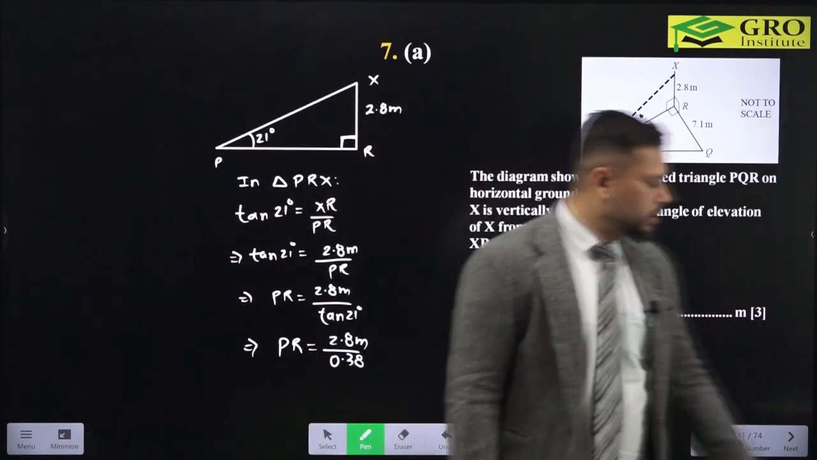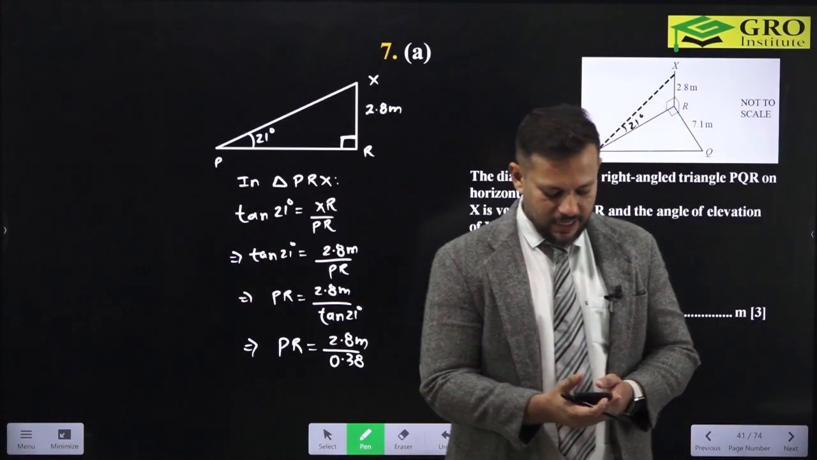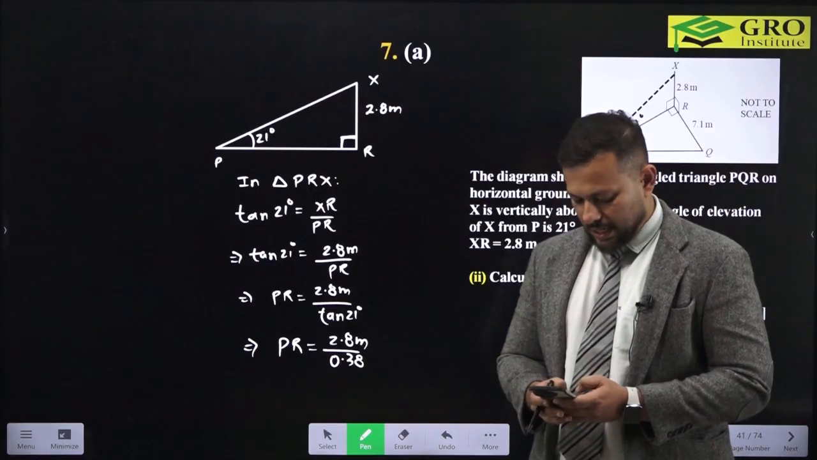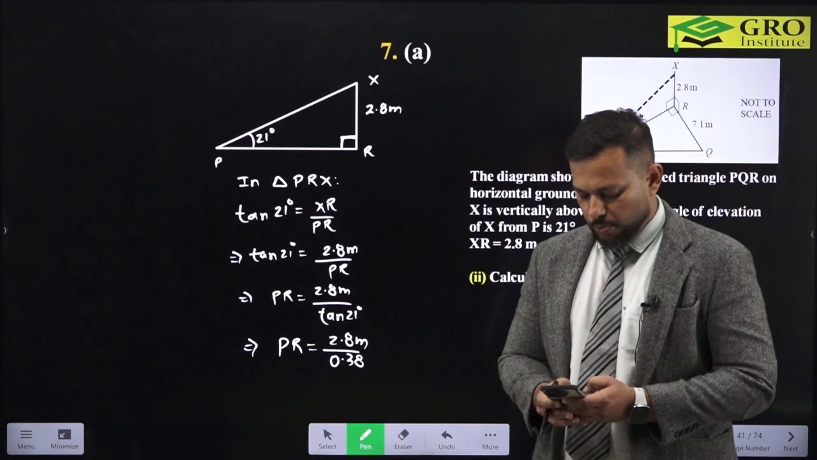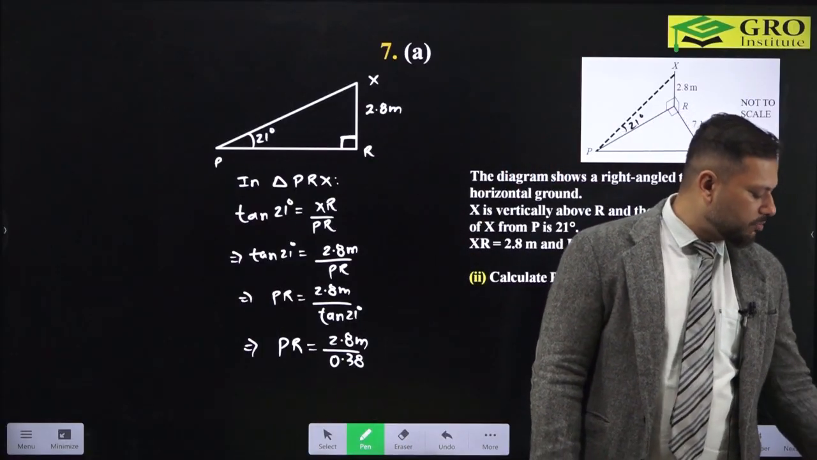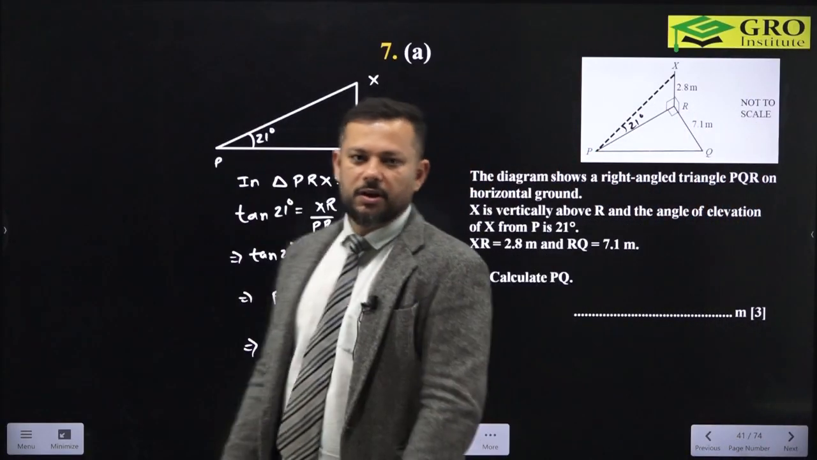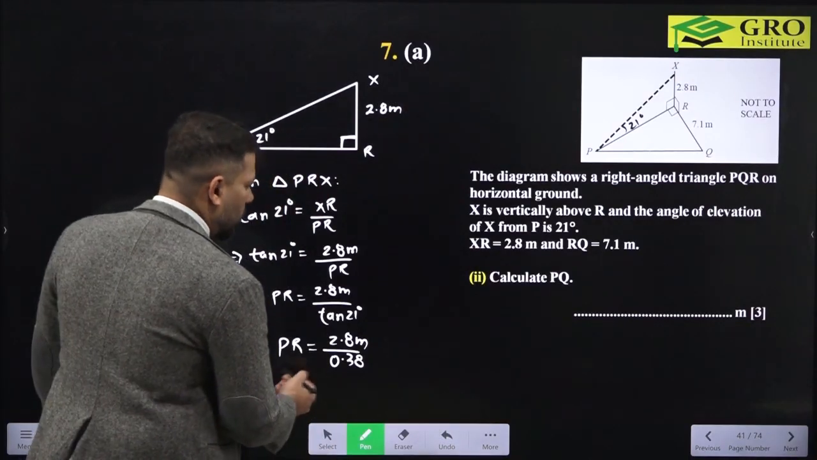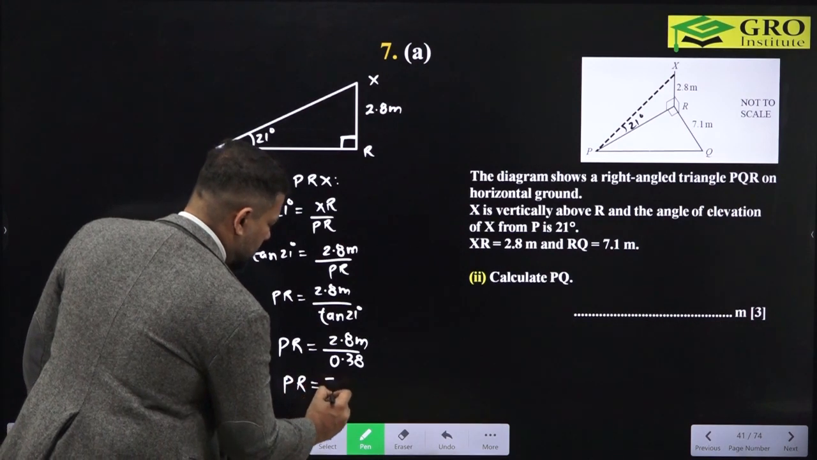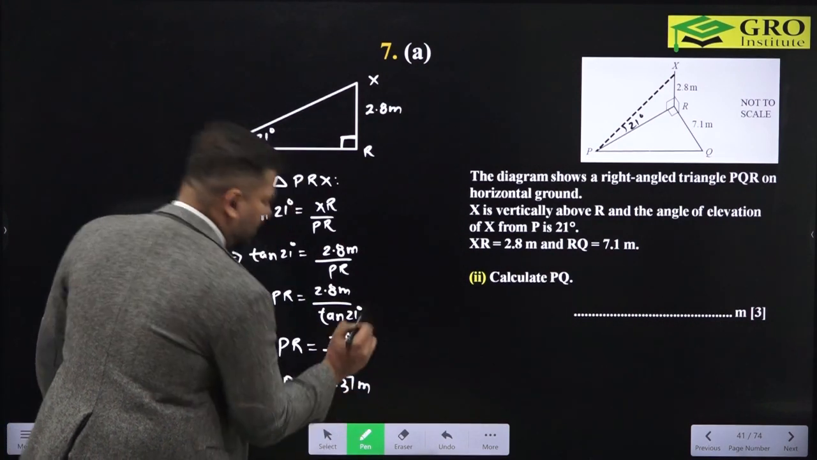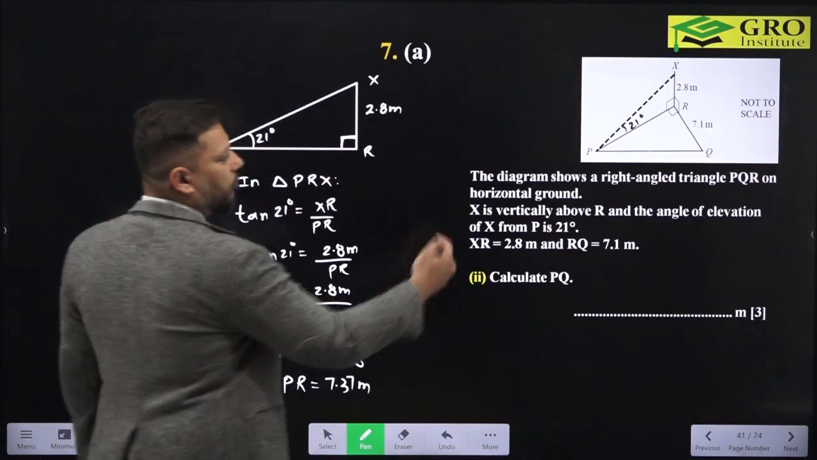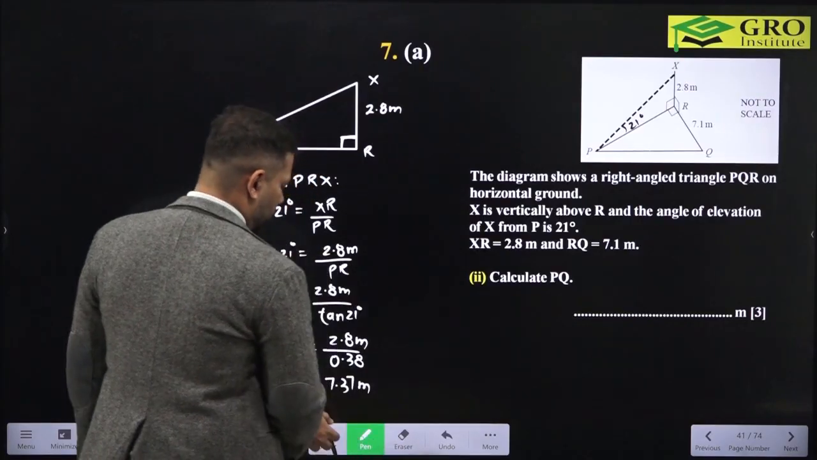Let us quickly find out this value as well. So if I divide it, we are going to get 2.8 divided by 0.38, which is 7.37. So the length of PR is 7.37 meters, right? We just got the value of PR. We will use it for the triangle PRQ to get the value of PQ.